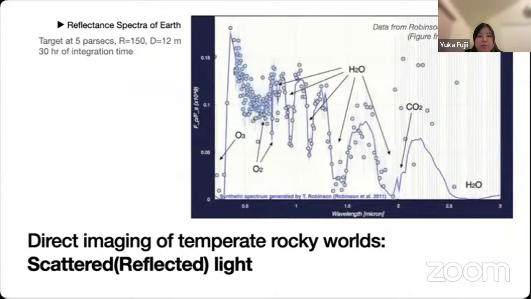So here I am again showing the Earth's reflectance spectra from Robinson et al. 2011. So aside from these molecular features, we can recognize a Rayleigh scattering slope at shorter wavelengths. At longer wavelengths, we can see some gentle slope that becomes higher reflectivity at longer wavelengths. And this is related to surface features.